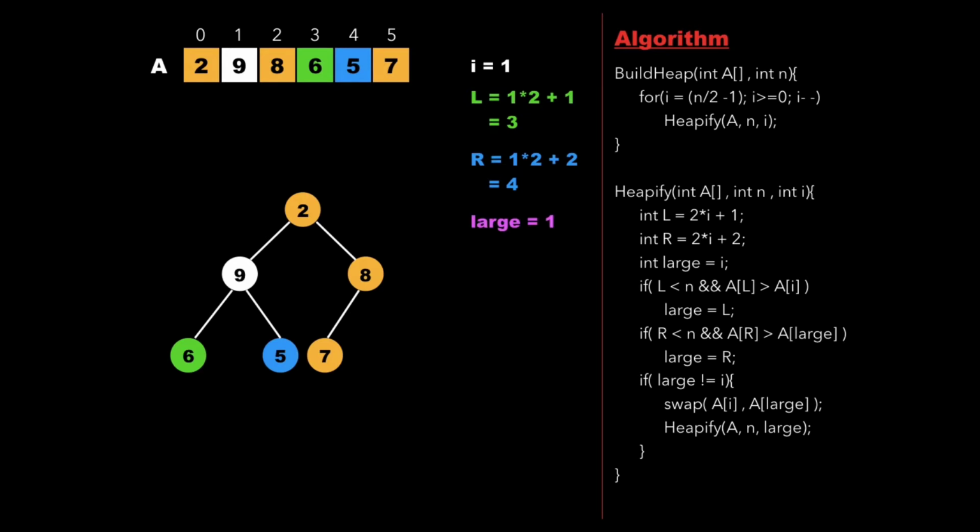We initialize large to I, that is, we initialize large to 1 and we check if the index L is less than n, and also we check whether 6 is greater than 9. Since 6 is less than 9, we move further and check if R is less than n and the value 5 is greater than 9. Since even 5 is less than 9, we just move further and compare the values of large and I. Since the values of large and I are both equal, we return from this function and again decrement the value of I in the for loop of the build heap function.